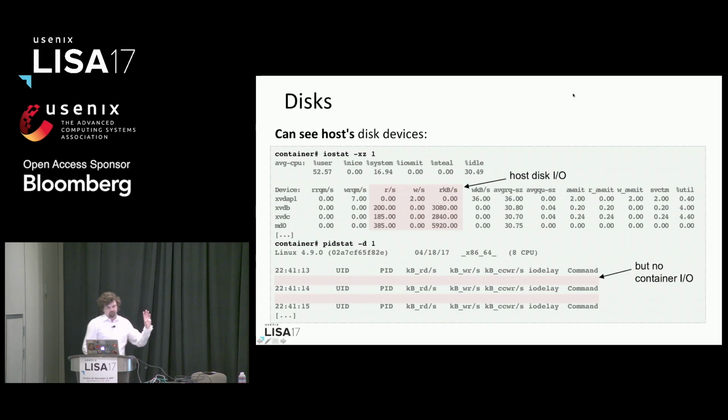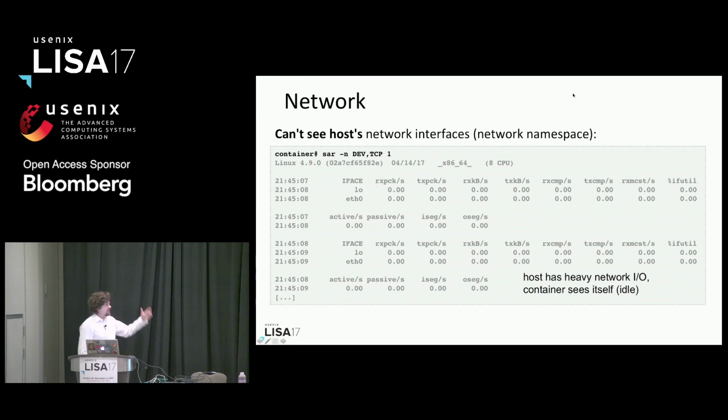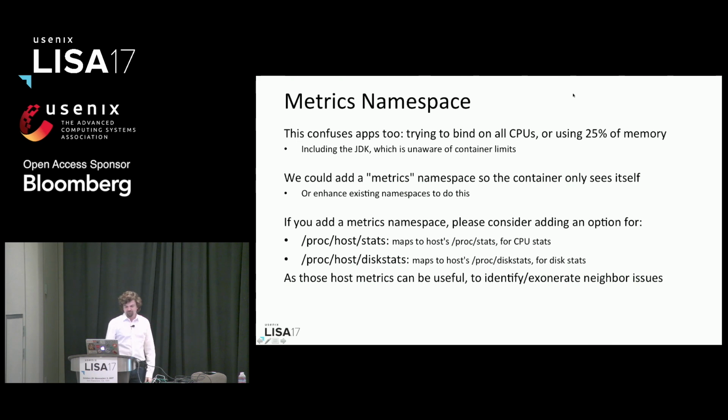Disks, you can see the host's disk devices, but no one on my container is consuming the disks. Network, I can see the host's network interfaces. So I guess at this point you might feel we do have a lot of work ahead of us to make everything container aware, so it makes sense from within a container.